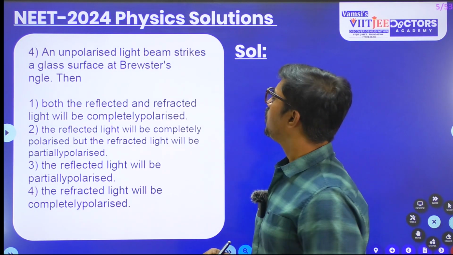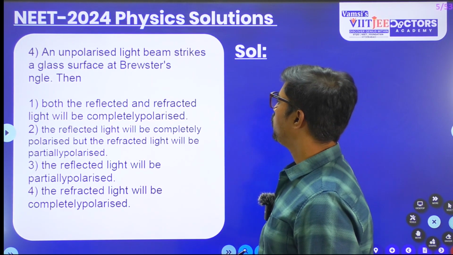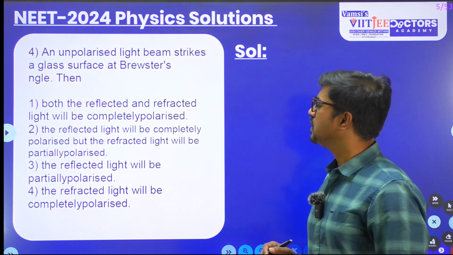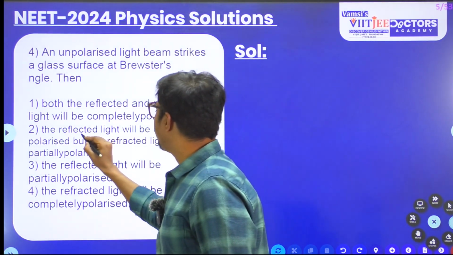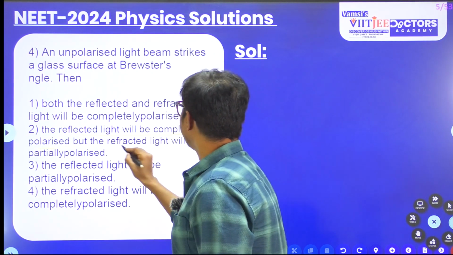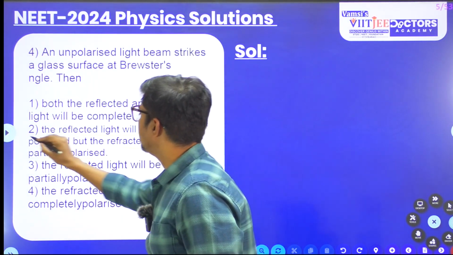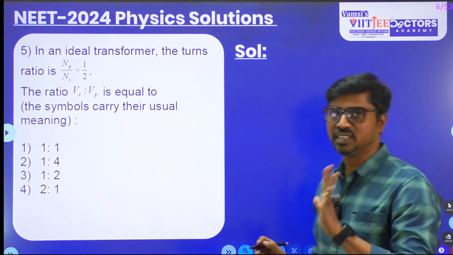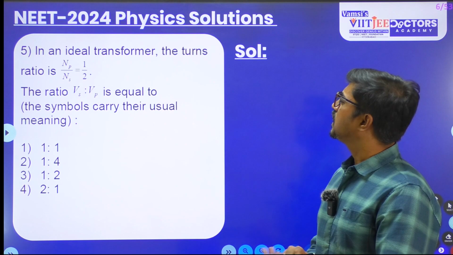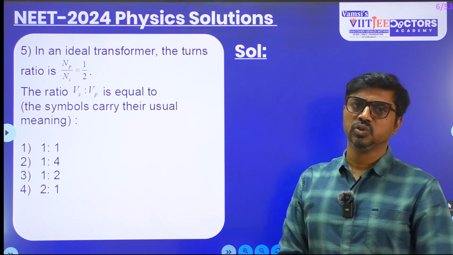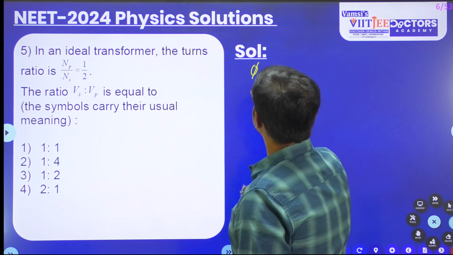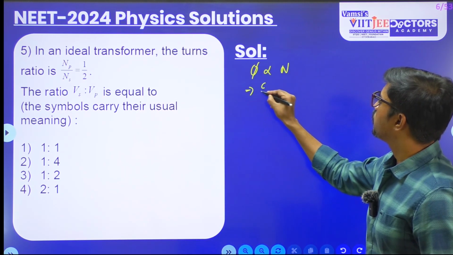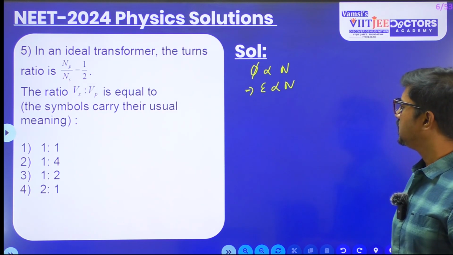Right, next. Unpolarized light beam strikes a glass surface at Brewster's angle. Then, so it says very straightforward basic theory point. Reflected light will be completely polarized and refracted light will be partially polarized. Answer is 2. Straightforward. Okay, next. So this can be done by just reading NCERT textbook. Ideal transformer. Transformer, this is the easiest question you can get. You know that flux is proportional to number of turns. And so EMF has to be proportional to number of turns. It is there directly in the textbook also.